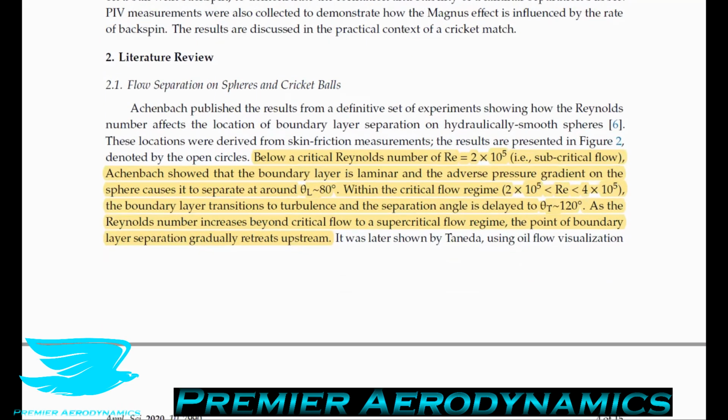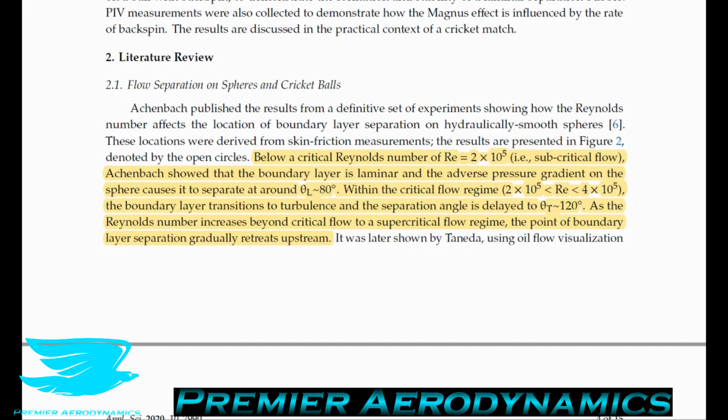So they talk about the Reynolds number a bit more. They say below a critical Reynolds number of 200,000, i.e. subcritical flow, Achenbach showed that the boundary layer is laminar, and the adverse pressure gradient on the sphere causes it to separate at around 80 degrees, as I mentioned earlier, with that figure.